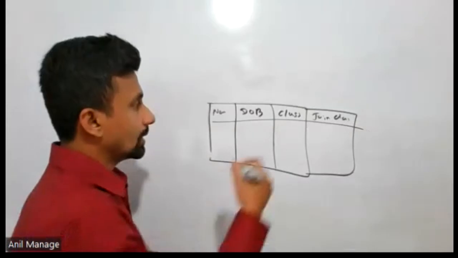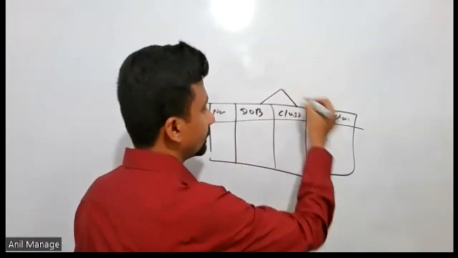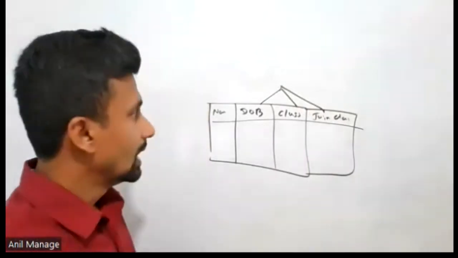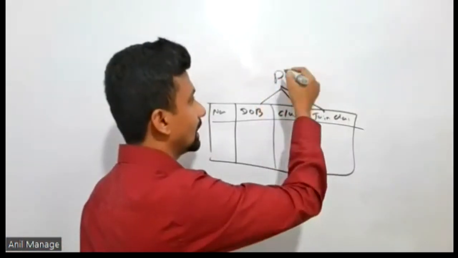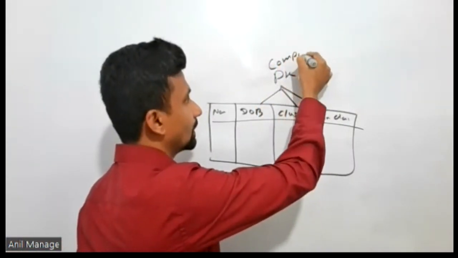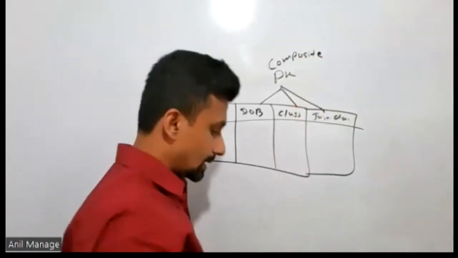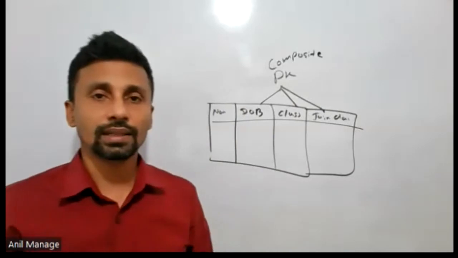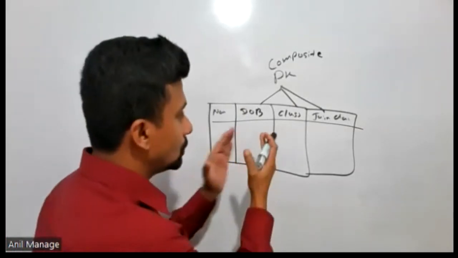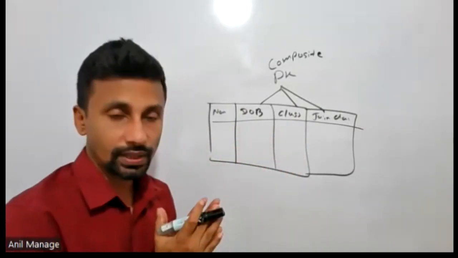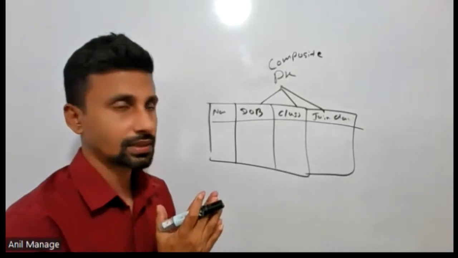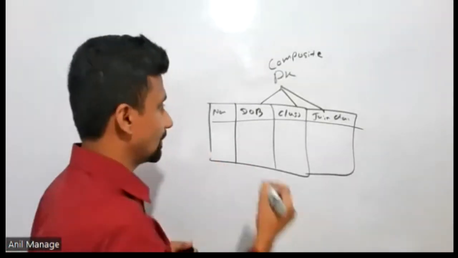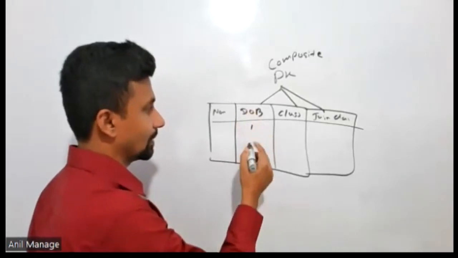I am going to connect these three as an example. Two or more fields, you can connect them together. And you are creating a primary key that is called a composite primary key. If you can't create a primary key by using one field, you are going to join several fields together and create a primary key. As an example, I'll take date of birth first.